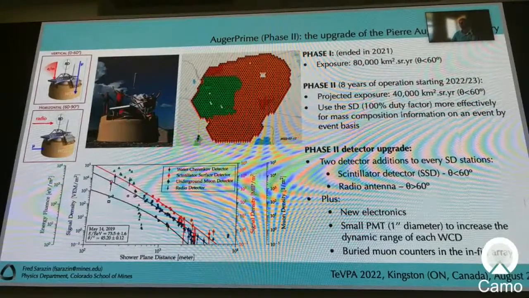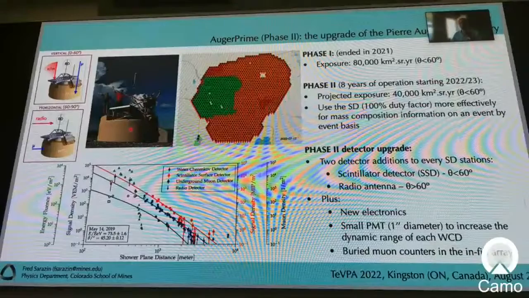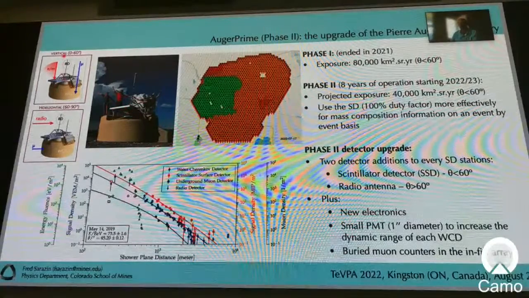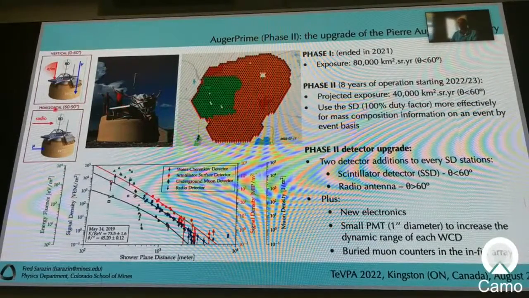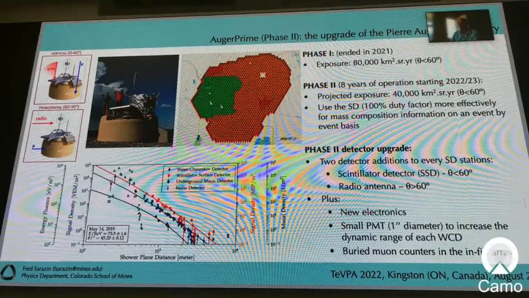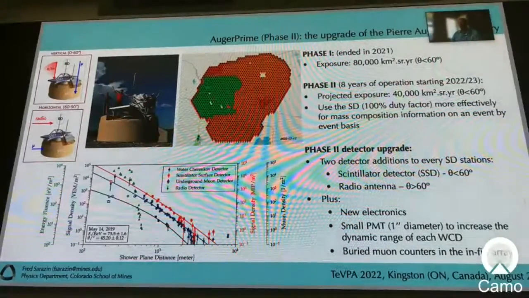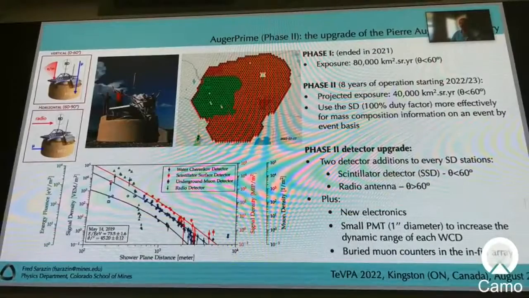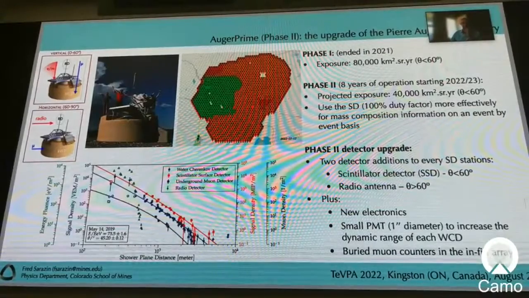So what does the upgrade consist of? For every one of these water Cherenkov detectors, which I will refer to as WCD later on, we add a scintillator surface detector, so-called SSD, and then a radio antenna. The cross-section of the SSD is small, so the radio antenna is going to be added to cover the inclined showers. We already have data from this engineering array, which is still being deployed and scaled up.